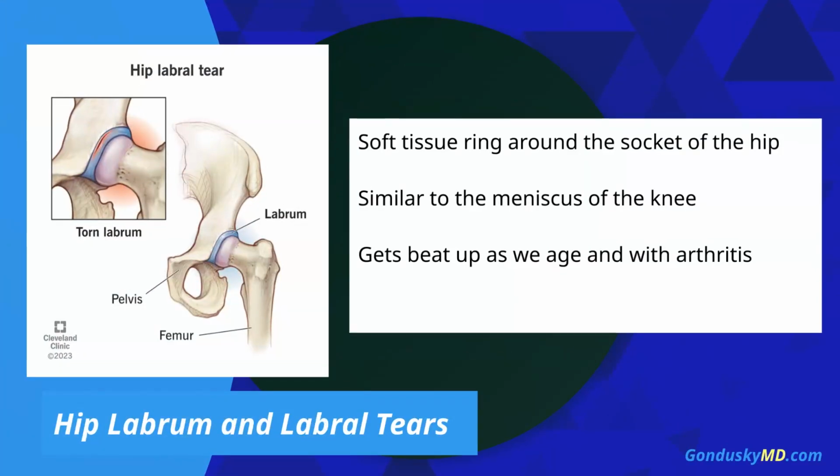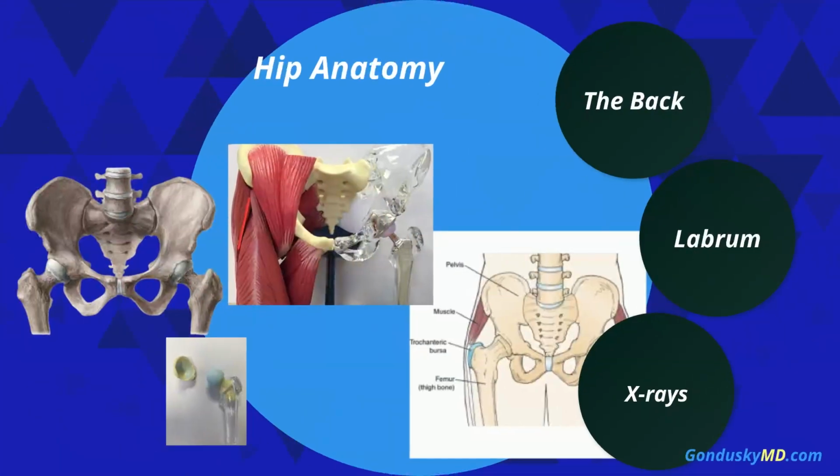The labrum is a soft tissue ring that is around the socket of the hip. It's really similar to the meniscus of the knee, and it tends to get beat up as we age with arthritis. Eventually, everybody will get some tearing of the labral tissue with activity. That can be mild fraying, and most commonly is not symptomatic. We'll talk a little bit more about that later. But that's what the labrum is. The labrum is that ring shown that surrounds the socket of the hip joint. It's a soft tissue structure, so it's not bony and it's not cartilage.